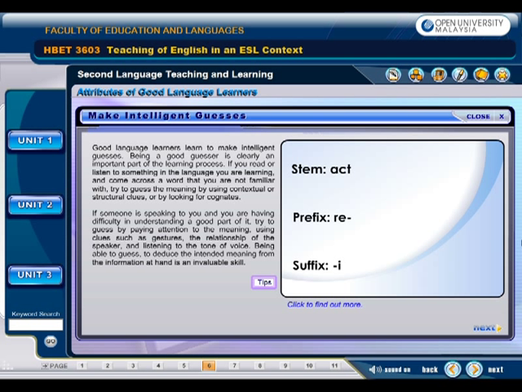If someone is speaking to you and you are having difficulty in understanding a good part of it, try to guess by paying attention to the meaning, using clues such as gestures, the relationship of the speaker, and listening to the tone of voice. Being able to guess, to deduce the intended meaning from the information at hand, is an invaluable skill.